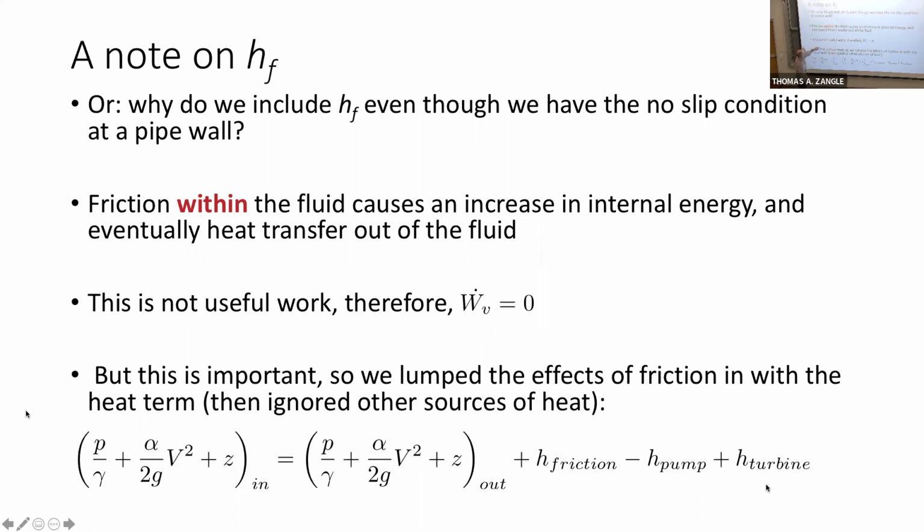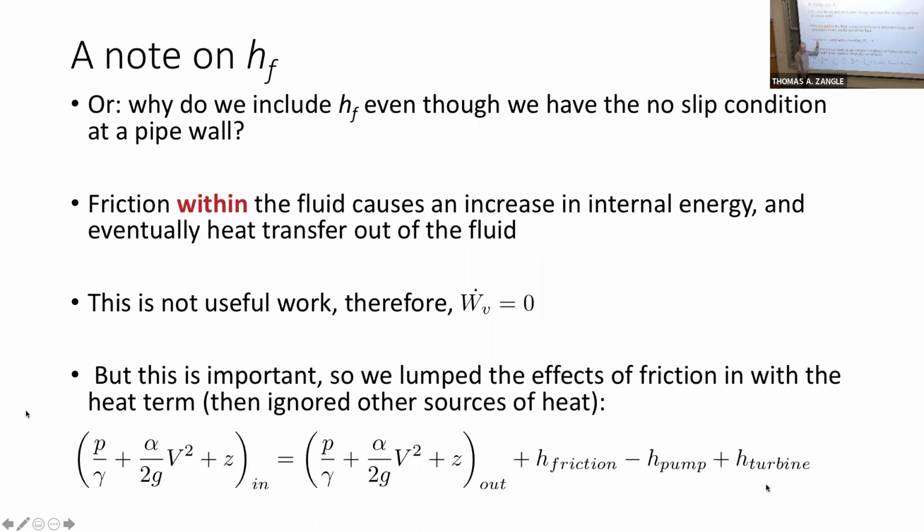The explanation for that is that friction represents the friction within the fluid itself. So if we have flow in a pipe traveling at different velocities across the cross section of the pipe, that causes drag between the layers of the fluid itself. So that causes friction within the fluid itself, which locally increases the internal energy, and eventually results in heat transfer out of the fluid. Right? So that's friction generating heat within the fluid itself.